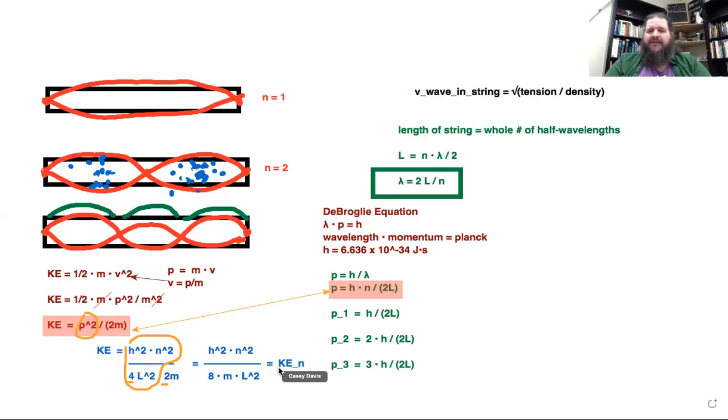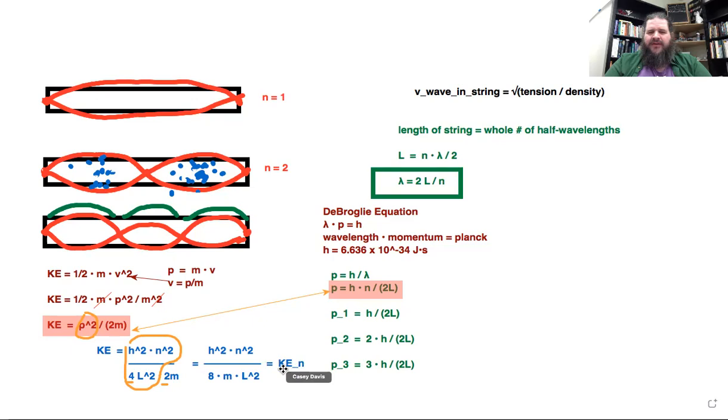But that means kinetic energy itself is quantized. Kinetic energy doesn't come in any value you want. It only comes in certain discrete values. n can be 1, n can be 2, n can be 3, n can only be whole number values here. Yeah, if you increase n, the energy increases. But it's not just proportional.